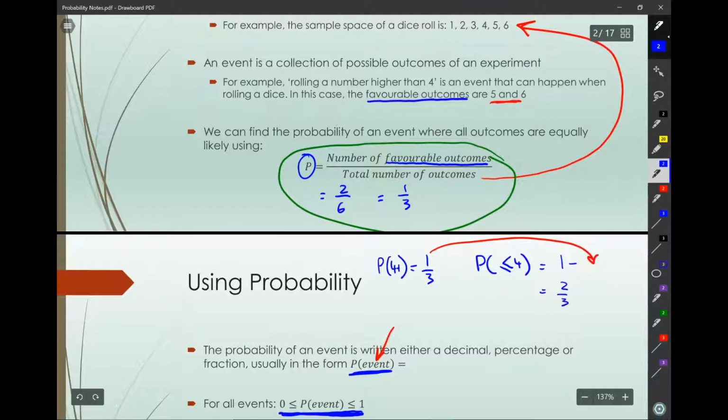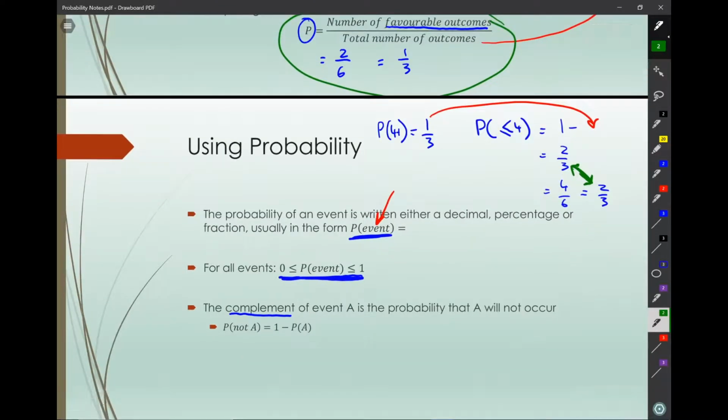or 2/3. And you can check that by calculating that probability from scratch. There would be 4 favourable outcomes in this case, the numbers 1, 2, 3, and 4, over 6, which equals 2/3. So that's good. These are the same. That's what we want. So when you're dealing with the complement, you can either calculate the probability, which in this case was fairly simple to do, or if you know the probability of an event and you want to work out the probability of the complement of that event, you can simply do 1 minus the probability that you know.